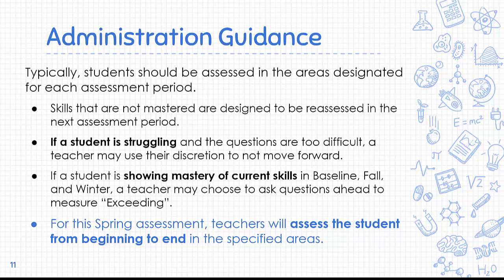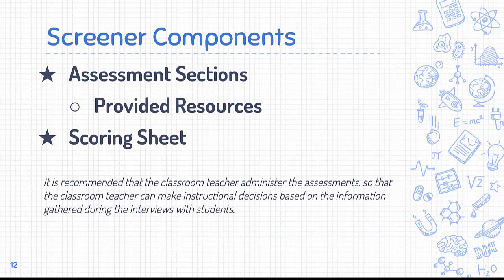Skills that are not mastered are designed to be reassessed in the next assessment period. If a student is struggling and the questions are too difficult, a teacher may use their discretion to not move forward. If a student is showing mastery of current skills in baseline, fall, and winter, a teacher may choose to ask questions ahead to measure exceeding. For this spring assessment, teachers will assess the student from the beginning to end in only the specified areas that they've been assigned.